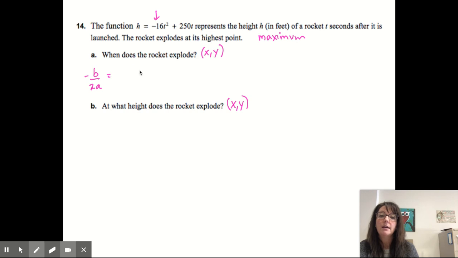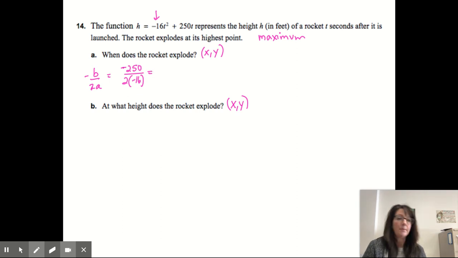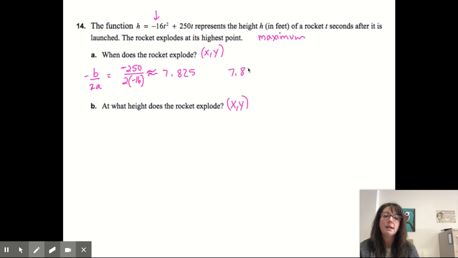So we'll have negative 250 over 2 times a negative 16. When I crunch the numbers, I get approximately 7.825. So let's just say that our x axis of symmetry, the time t, is at 7.81 seconds, because t is a measure of seconds. Now this is the x coordinate that we're going to use for the height of the rocket.